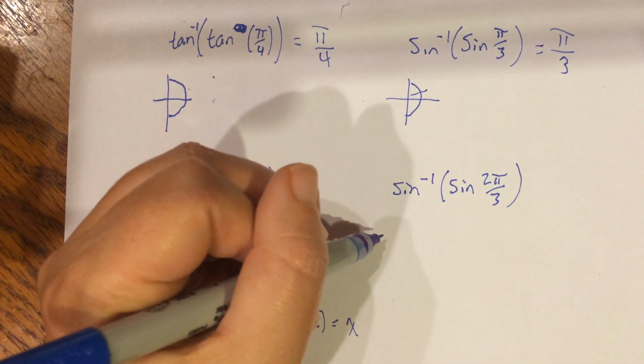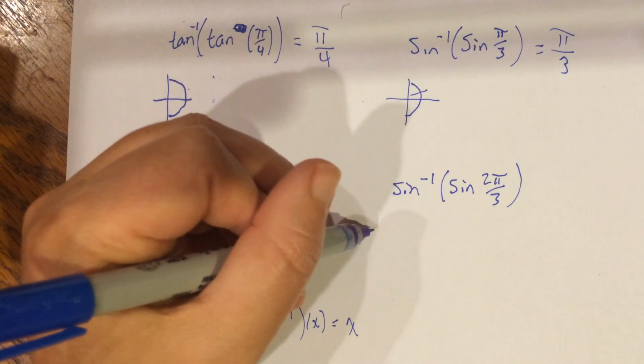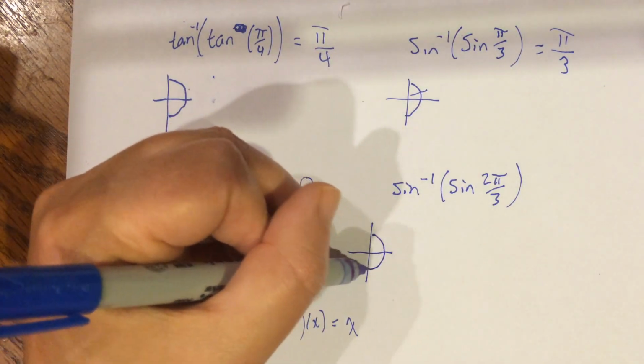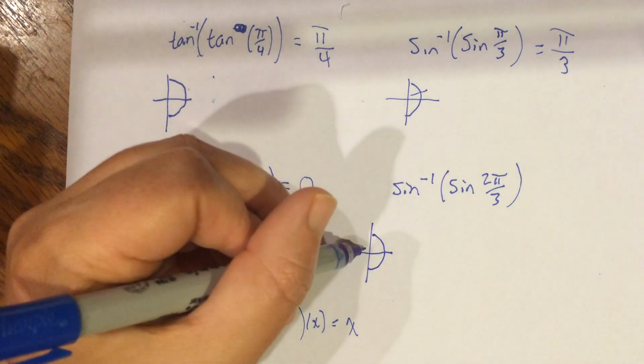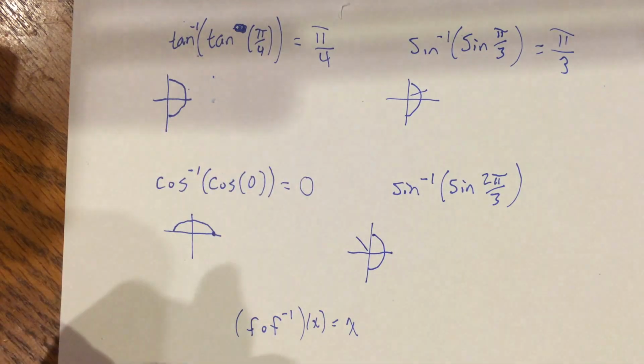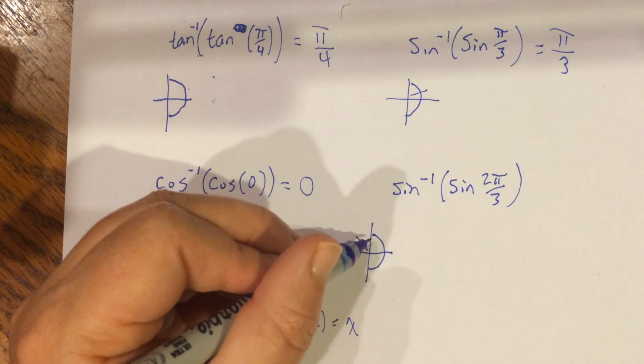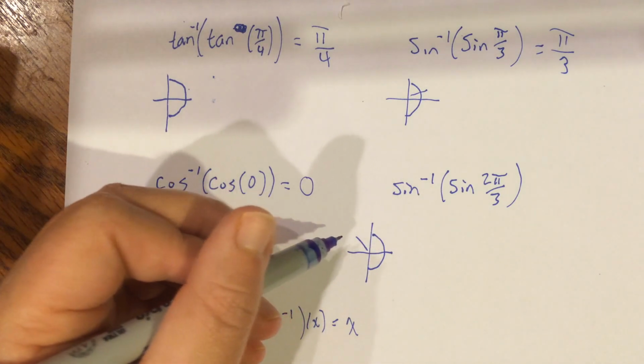Sine inverse of sine of 2 pi over 3. This is the only one that's going to be a little different. Sine is this range. 2 pi over 3 is actually over here, so I can't just say sine inverse of sine 2 pi over 3 is 2 pi over 3, because that lies outside the range of what my inverse is allowed to be. So instead, I'm actually just going to do it.